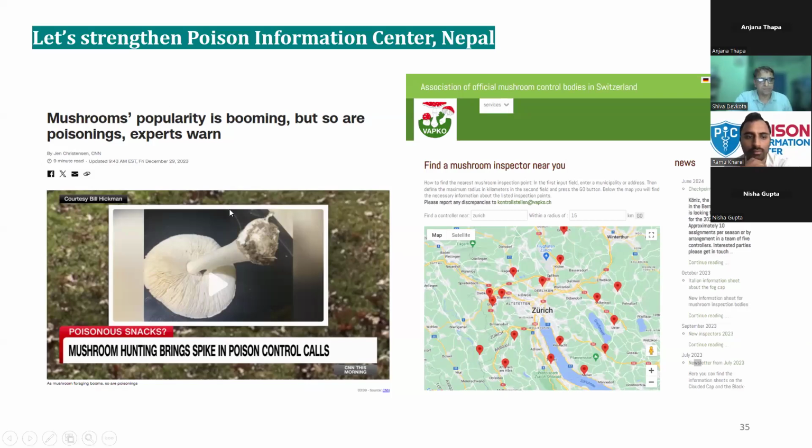There is one case, news from CNN, I guess: mushroom popularity is blooming, but so are poisoning experts. Mushroom hunting brings a spike in poison control calls. So these are some common things we should understand, and we should make people aware with our science and with our knowledge.